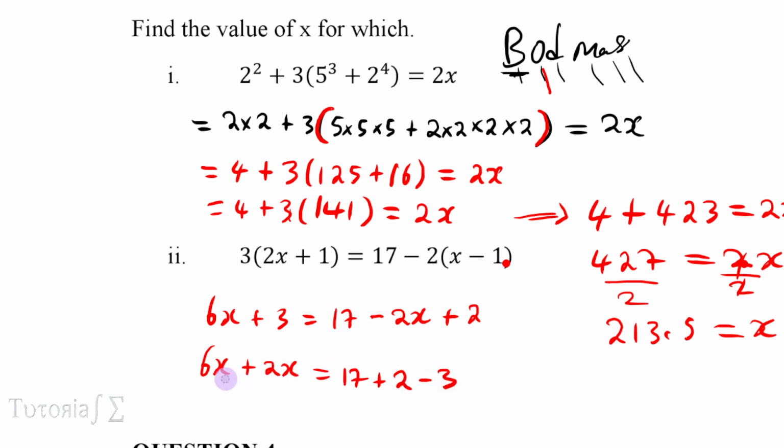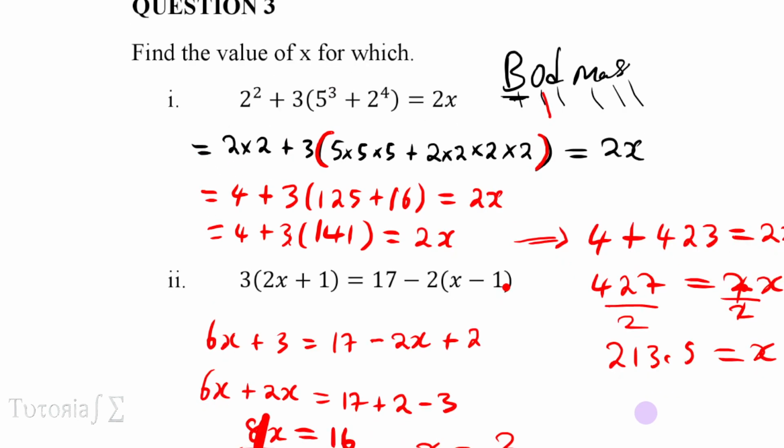Then this will add up to 8x. Then this will add up to, this is a negative 1 minus, it will be 16 here. Then here you can just say over 8, and you get your value of x as 2. And that is how you're supposed to work out question 3.